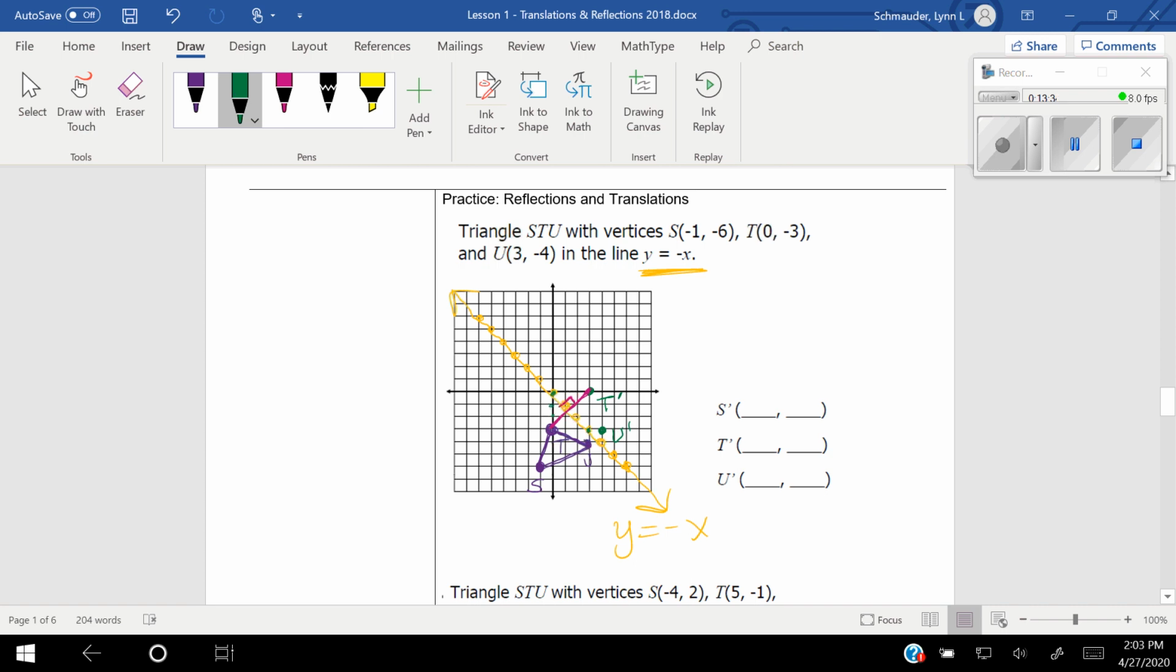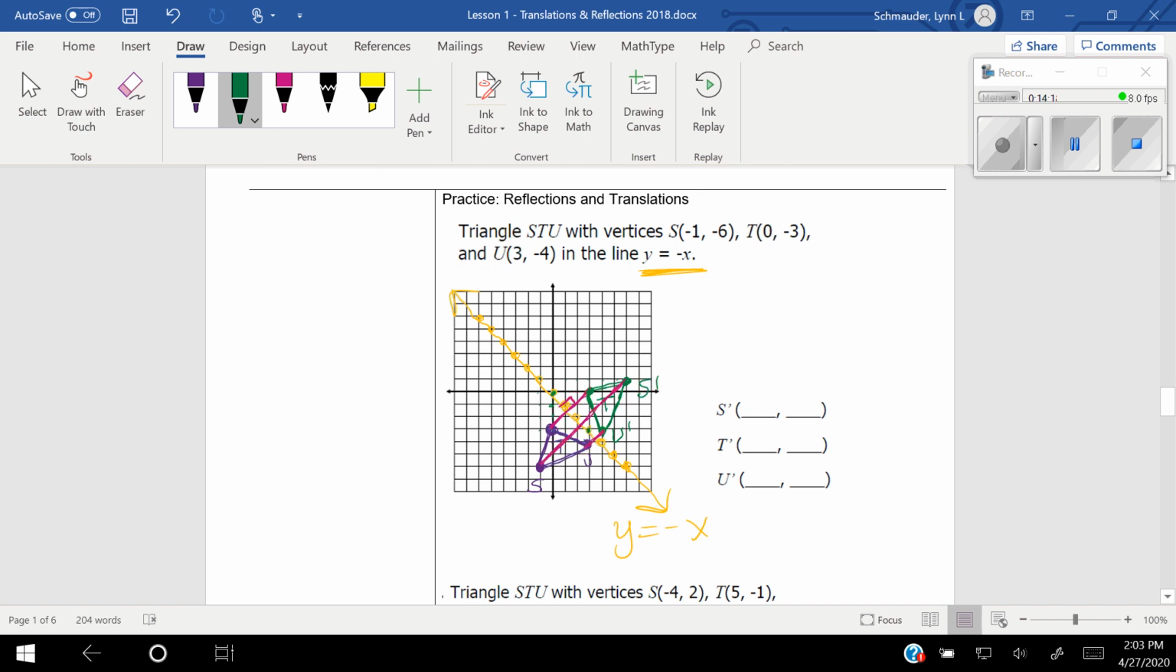Okay, and then S, I got to go up 1, 2, 3, 4, 5, 6, 7. So I got to go over 1, 2, 3, 4, 5, 6, 7. S prime. So there is my reflected triangle over that line. And again, if I draw in all the segments that connect the pre-image points to the image points, you will see that that golden line there, the line of reflection, is the perpendicular bisector.